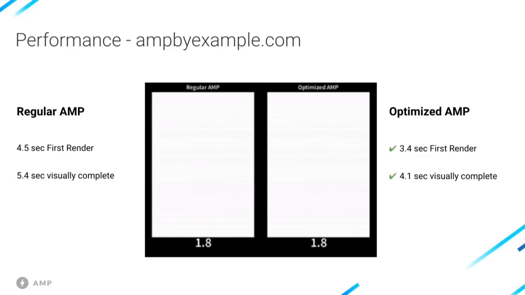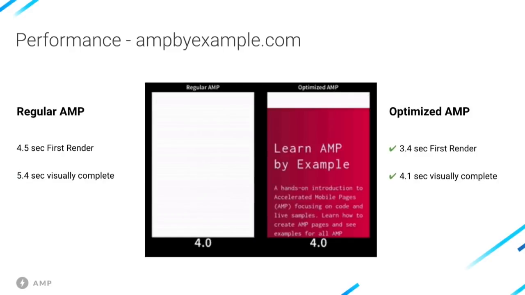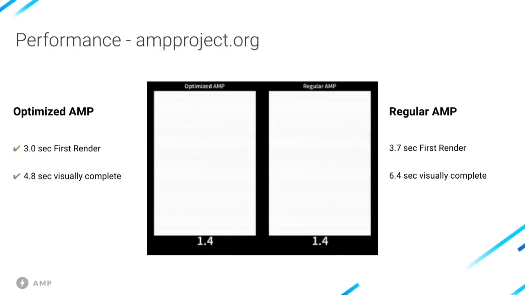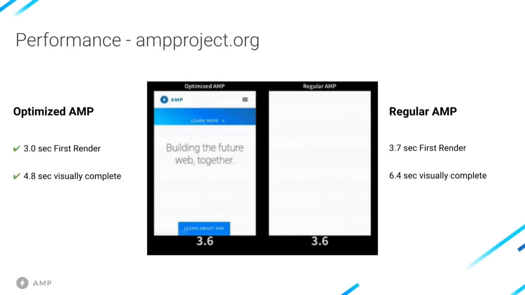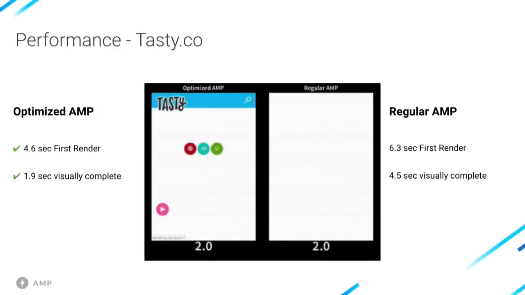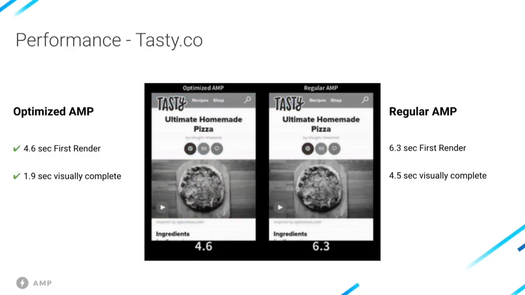On AMP by example, the page is visually complete within 4.1 seconds instead of 5.4. That's a 24% improvement. And on ampproject.org, the page is completed 2.8 seconds faster. That's a 42% improvement. And on tasty.com, the first render happens in only 1.9 seconds. That's less than half the time it takes to render regular AMPs.